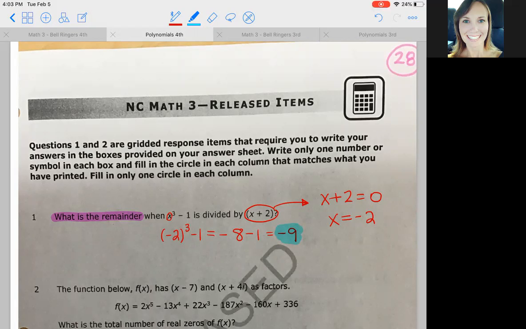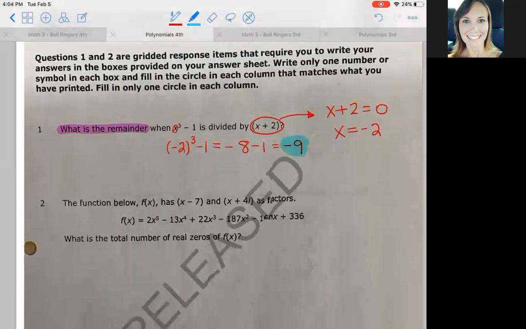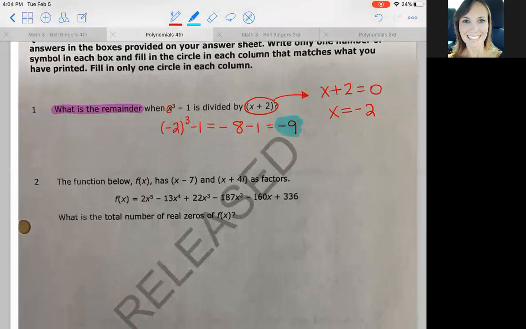All right, then for problem number 2, still gridded response. It says the function below has x minus 7 and x plus 4i as factors. And it gives you this long equation. And then it says, what is the total number of real zeros of f of x?